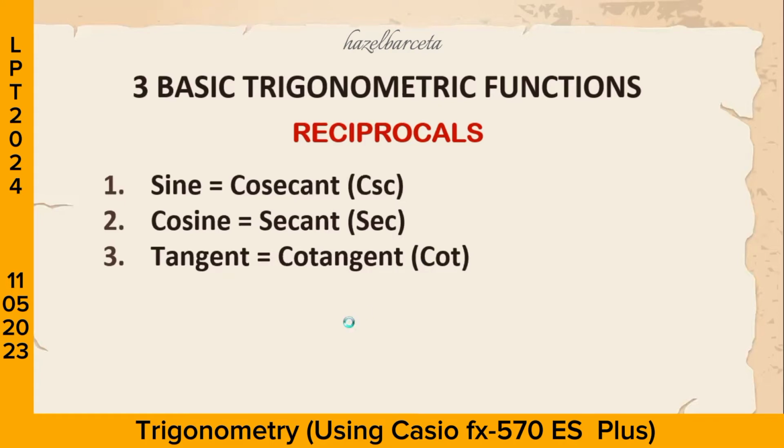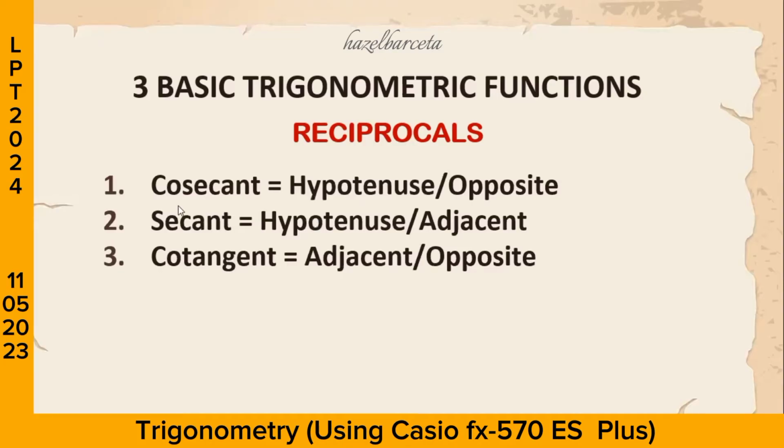Okay, so here is the cosecant, hypotenuse over opposite. Pinagbaliktad lang po ang ating sine, which is SOH. Naging hypotenuse over opposite. Second, hypotenuse over adjacent. Cotangent, adjacent over opposite. Binaliktad lang po ang function ng kanilang reciprocal. That is why reciprocal inverse.